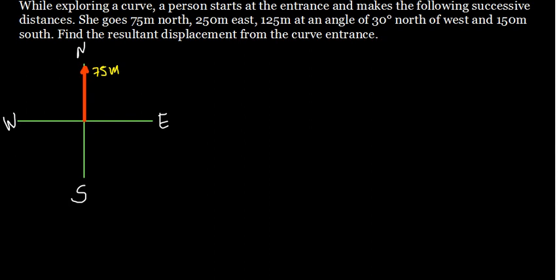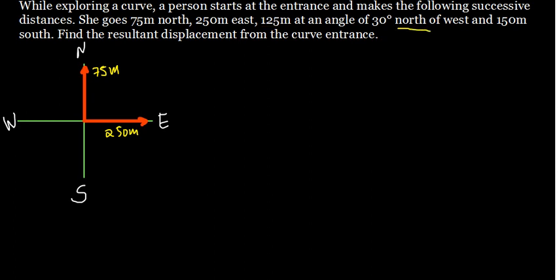And then the next displacement is 250 east. So you are going to be going towards the east from there. Okay, like that, and it's supposed to be 250. Now these are sketches. You are not drawing. It's not a drawing. So this is 250 meters on the east. And then the next one, 125 meters at an angle of 30 degrees north of west.